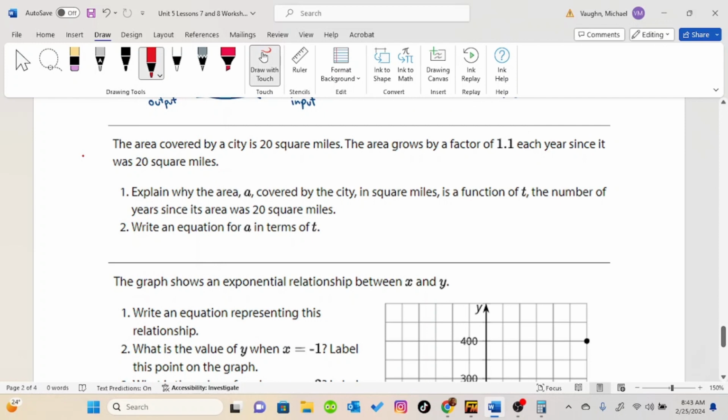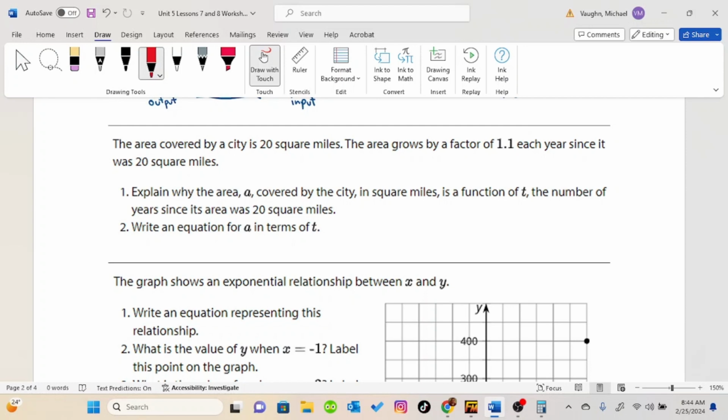The area covered by a city is 20 square miles. The area grows by a factor of 1.1 each year since it was 20 square miles. Number 1. Explain why the area A covered by the city in square miles is a function of t, the number of years since its area was 20 square miles.